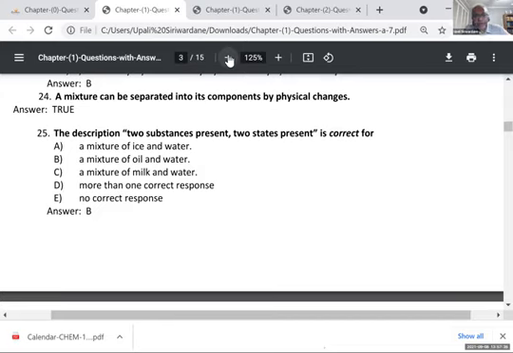Mixture of oil and water. Mixture of milk and water is homogeneous. Milk is homogeneous.